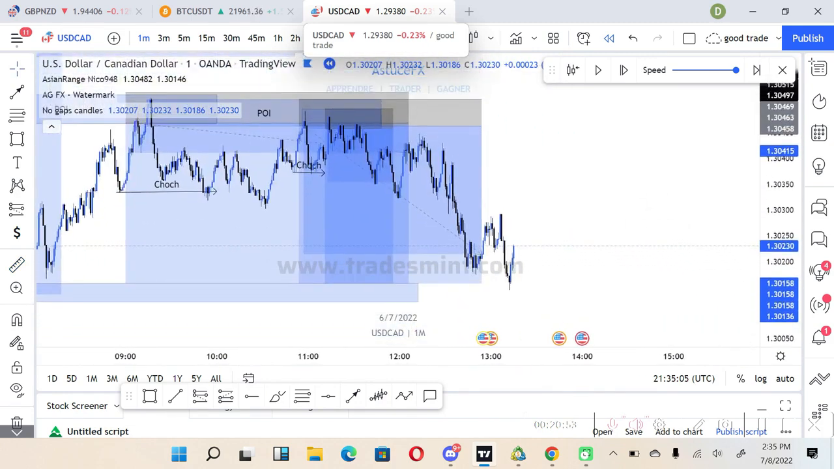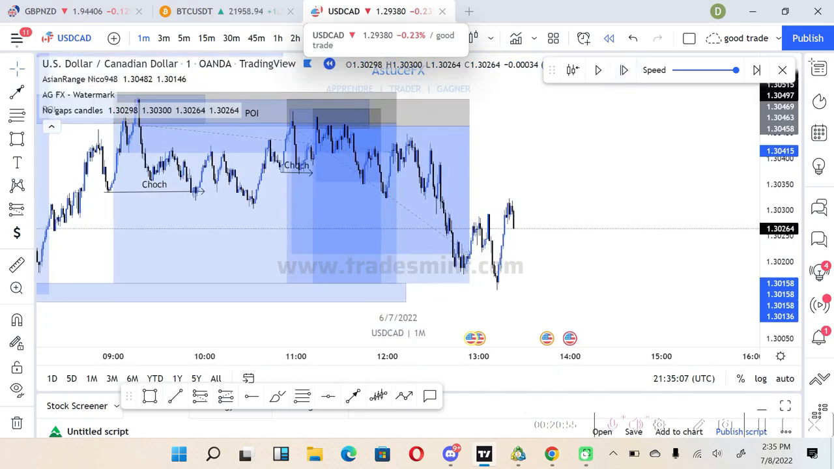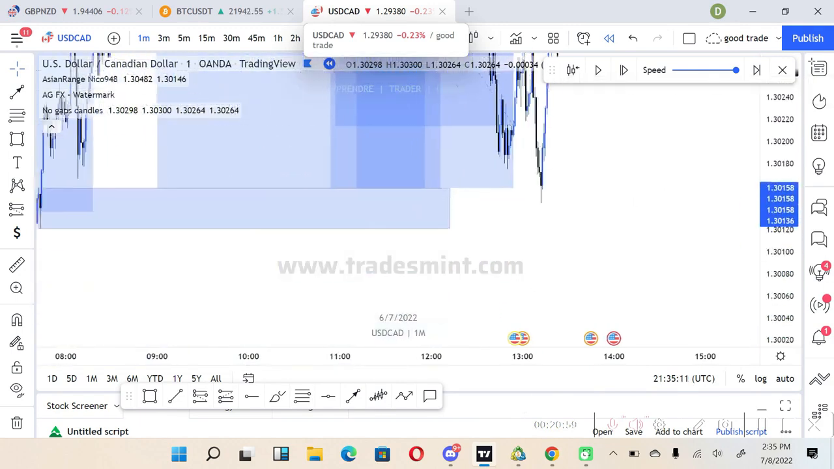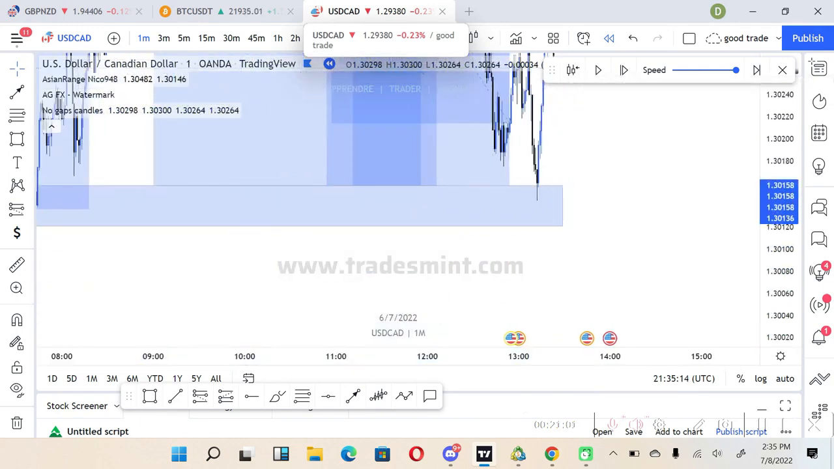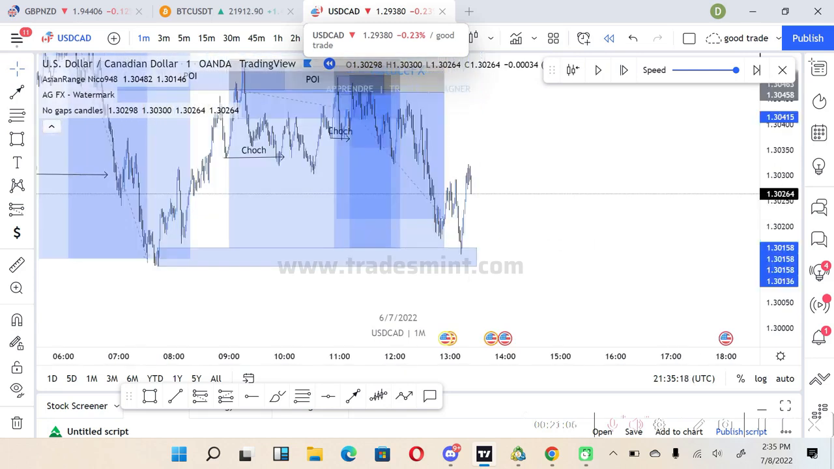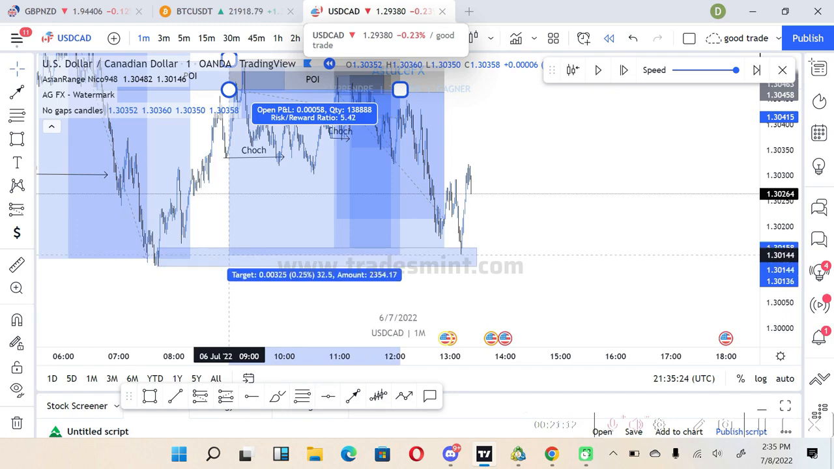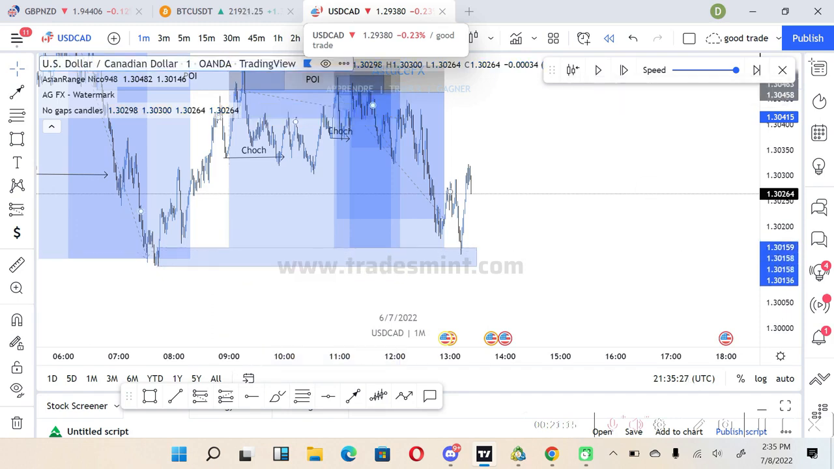Haven't finished yet. Let's see what will happen. We can clearly see that we are reacting out of this demand zone, which is down here. You can see, right, we are reacting here. Okay, your TP was below. Like, if your TP was here, then your TP would never be hit because price just came, reacted out of the order block, and now it's going in the other direction.